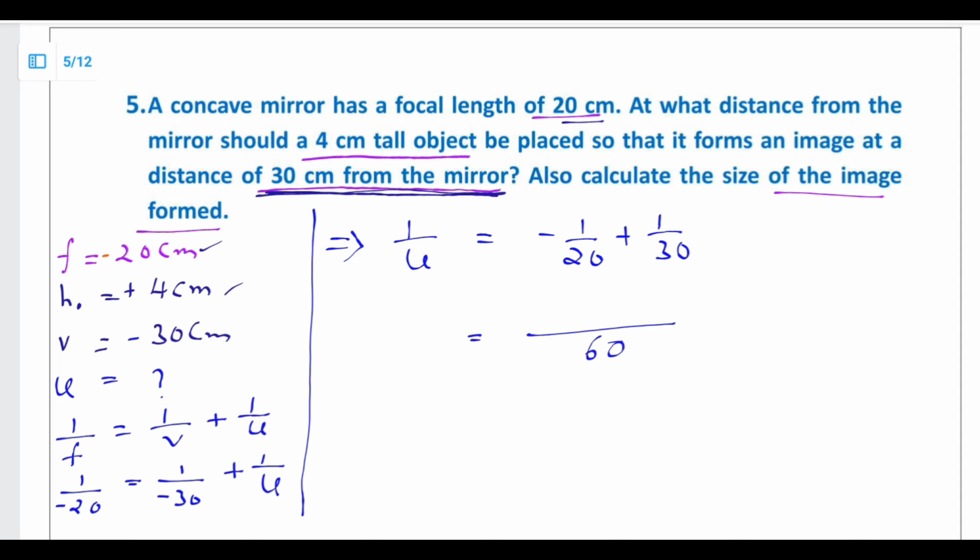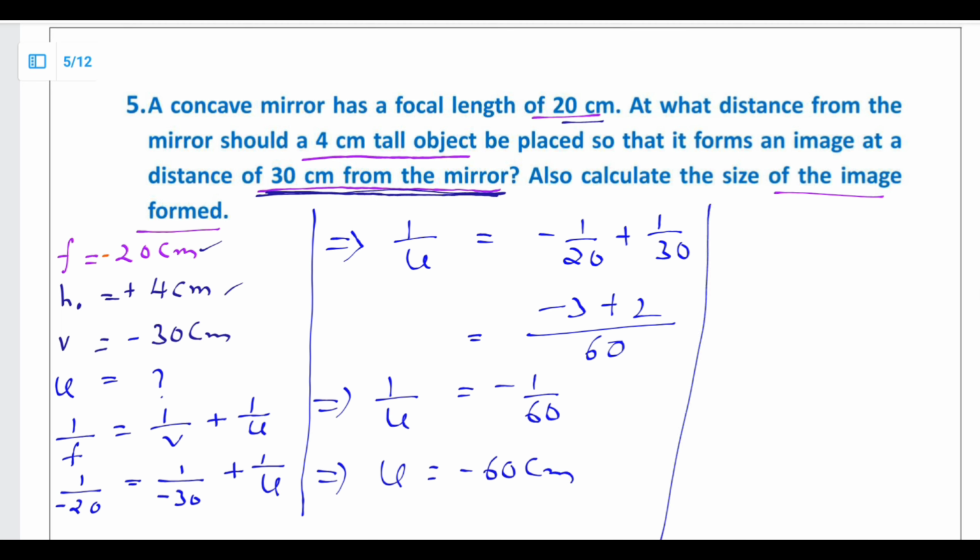Now what is the 1 by u? 1 by u equals to minus 1 by 60. Then tell me what is the object distance? Minus 60 centimeters. In the next part, he also asked to calculate the size of the image formed.